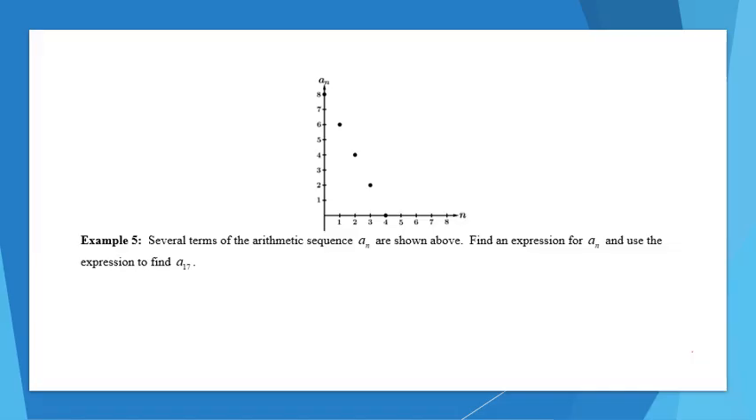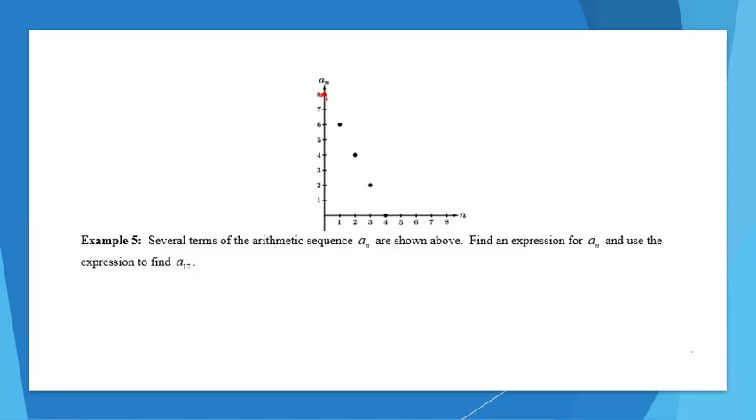All right, example number 5. You could see questions like this pop up on a quiz or a test. Several terms of the arithmetic sequence a of n are shown above. Find a general expression for a of n and use the expression to find the 17th term, a of 17. So here, don't worry about when it's 0. Sometimes they graph it, but it's not important.